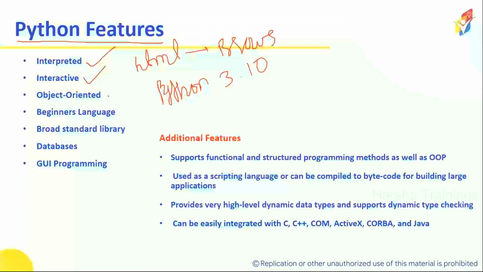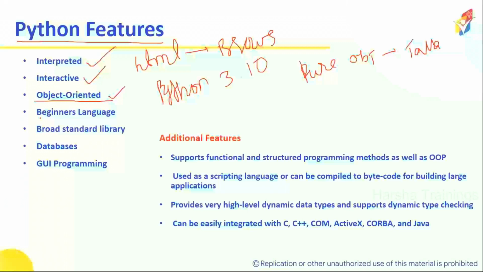Third one is object oriented. Python is a pure object oriented language, like Java. But C++ is not purely object oriented, because using C++ I can write structured programming as well as object oriented programming. In Python, everything is an object. Even data types are objects.